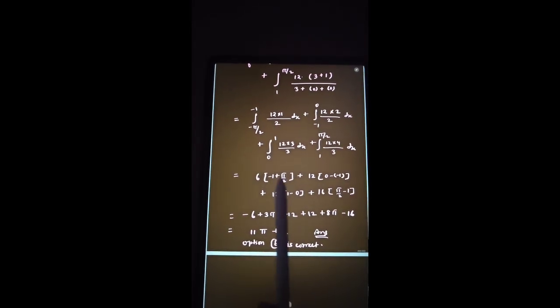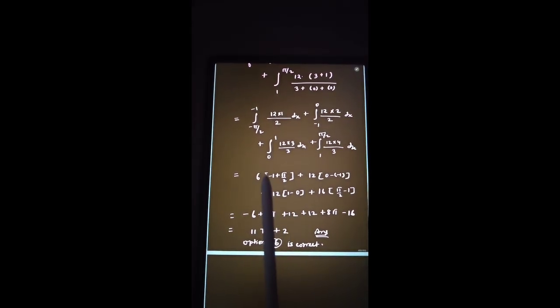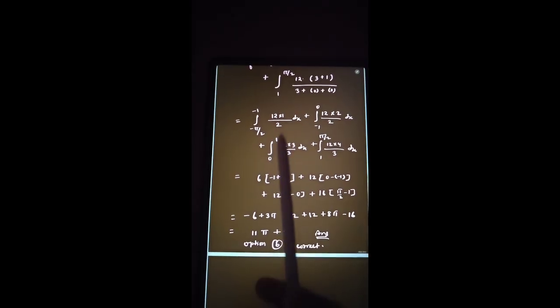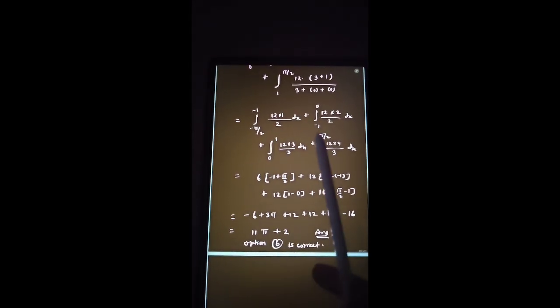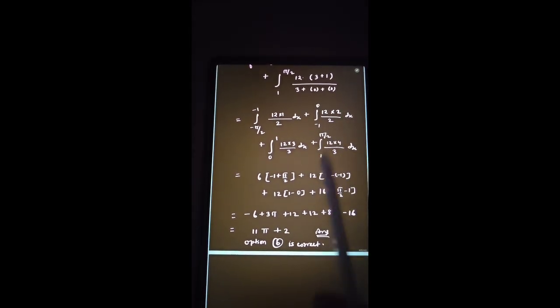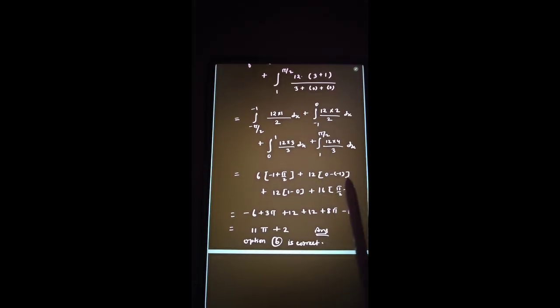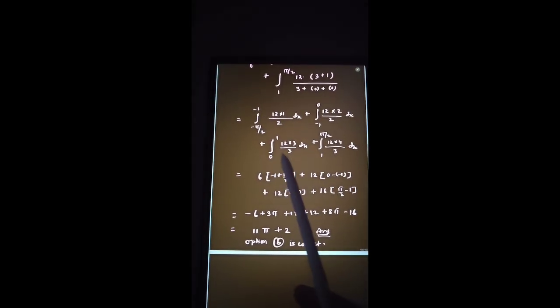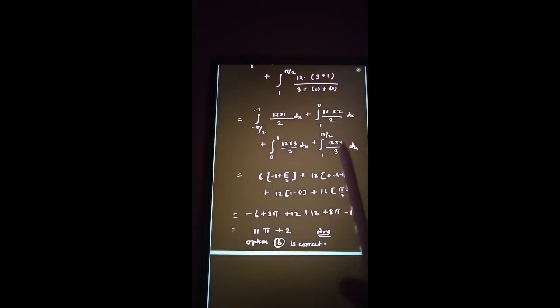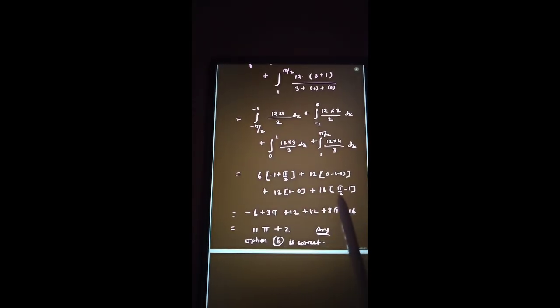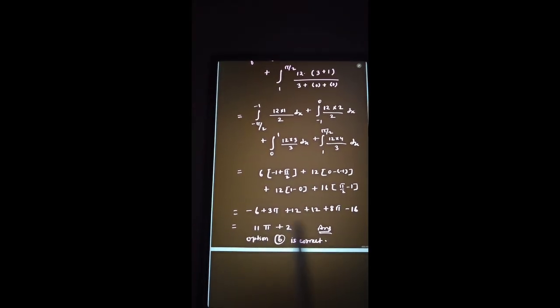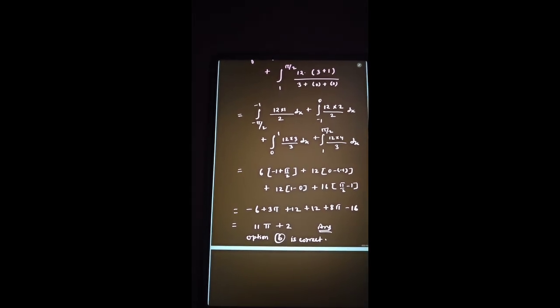Now we'll put in the definite integral values. So minus 1 plus pi by 2, this simplifies to 6 in the first term, and here also it simplifies to 6, so 12 into 0 minus of minus 1. Here also it simplifies, so 12 into 1 minus 0, and 16 times pi by 2 minus 1. So when you do the calculation, you will get 11 pi plus 2. So option B is the correct option.